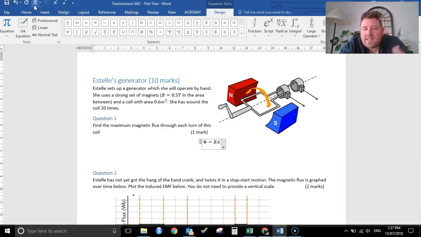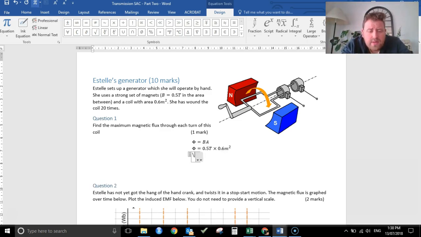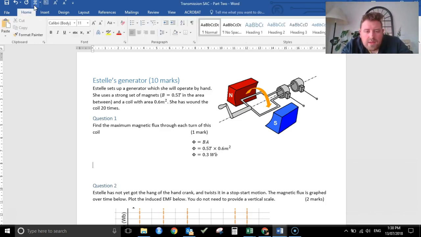So we're going to start by stating the formula on the top line. Always a good idea to do that. That way if you do make a mistake, you still might pick up some partial marks because they know that you're heading in the right direction. So we get, in this case, 0.5 Tesla times 0.6 meters squared. Beautiful. And phi eventually equals 0.3 Weber, whatever you want to call it. Yeah, most people did that pretty well. So moving on to question 2.